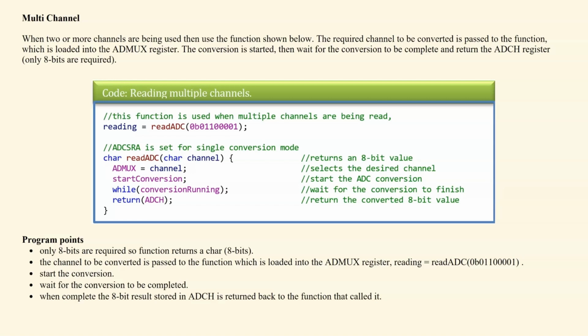If you need to read 2 or more channels, then you need to use a function shown below. The function here is readADC, and we have a parameter channel. Channel is then loaded into the ADMUX register. We start the conversion, we wait for the conversion to be complete, and then we return the value ADCH. So it's an 8-bit conversion, so the function is a char. Looking at how it's called, we call the function, and this parameter here is the value that we want loaded into the ADMUX register.